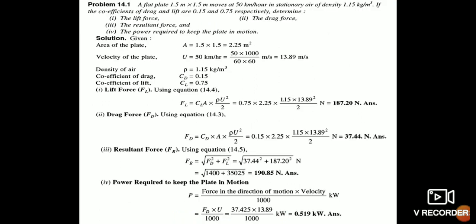Now, depending on this particular formula, we have to solve some sample numericals on the drag and lift force. So first, we'll go for the first numerical.